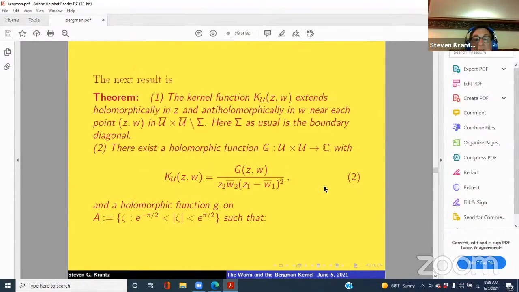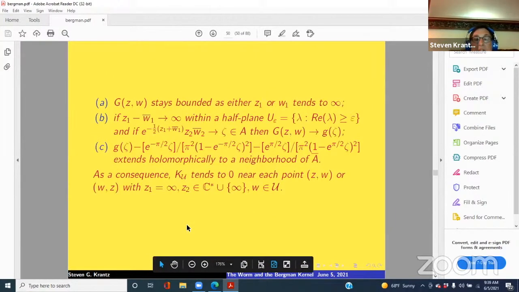And here's a theorem. One, the kernel function K_U extends holomorphically in z and anti-holomorphically in w near each point in Ū × Ū take away Σ, where Σ, as usual, is the boundary diagonal. And two, there exists a holomorphic function G from U × U to the complex numbers, so that K_U, the Bergman kernel, is equal to G divided by z_2 w̄_2 times (z_1 - w̄_1)^2. So this is nice because it's a much easier to understand formula for the Bergman kernel. Also, there's a function little g on this annulus, so that capital G stays bounded as either z_1 or w_1 tends to infinity.